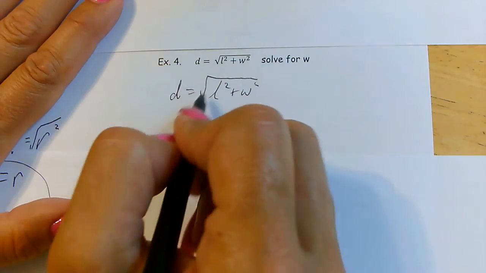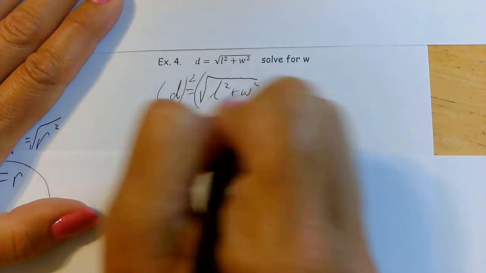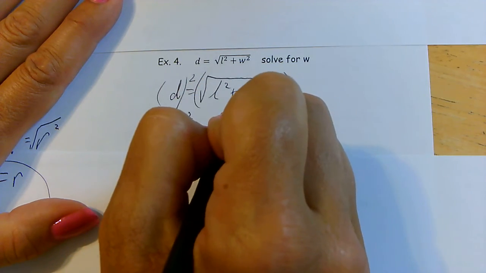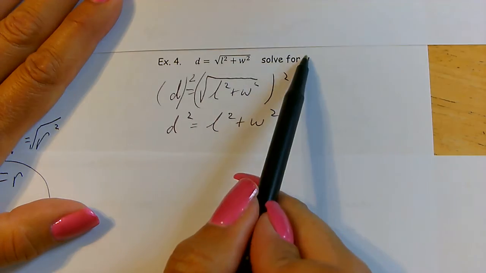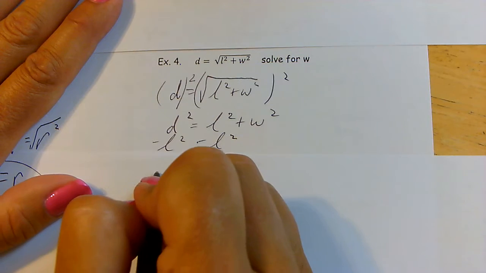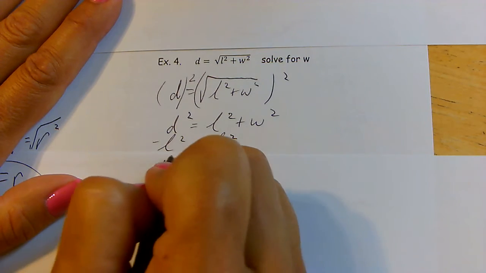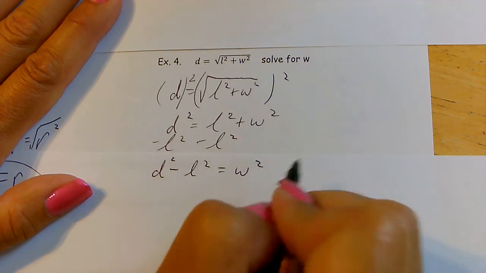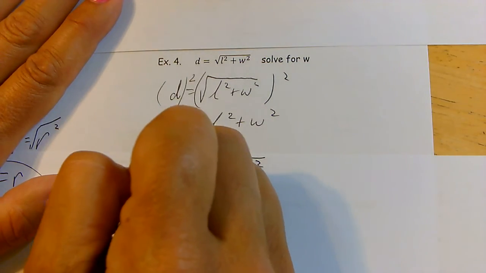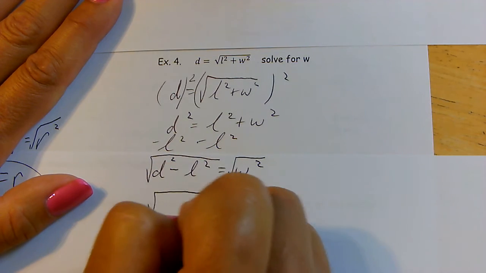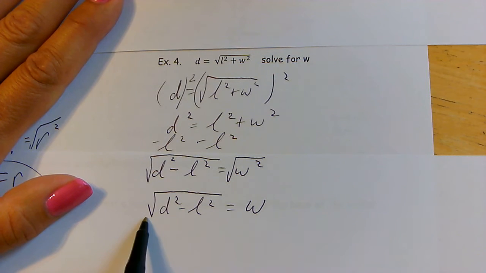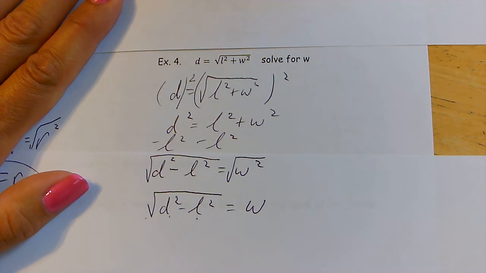Example 4, I want to get rid of the radical, so I'm going to square both sides. I want the w by itself, so I'm going to move L squared. Now to get rid of this power of 2, I'm going to square root both sides. So w equals the square root of d squared minus L squared.